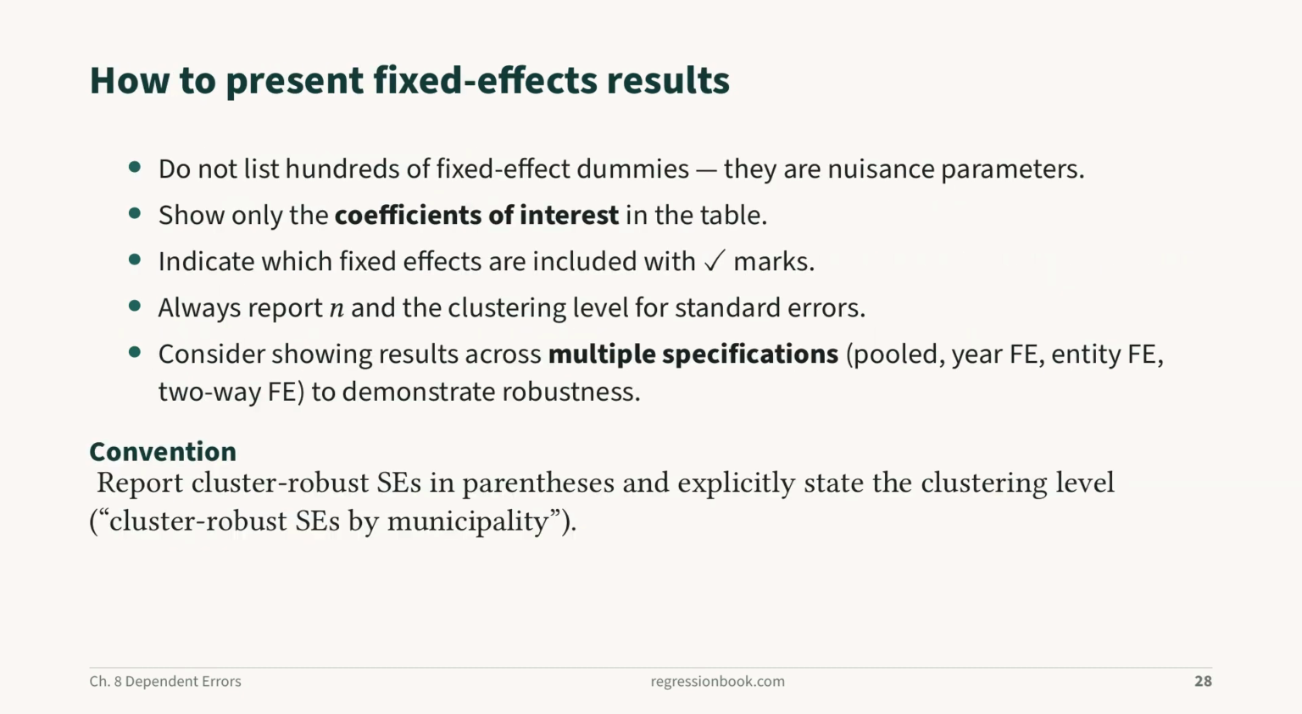Presentation conventions. Never list hundreds of fixed effect dummies. They are nuisance parameters. Show only the coefficients of interest. Mark included fixed effects with check marks. Always report the sample size and the clustering level. And show multiple specifications side by side, pooled, year effects, entity effects, two-way, so readers see the progression. And state the clustering explicitly in the table note.